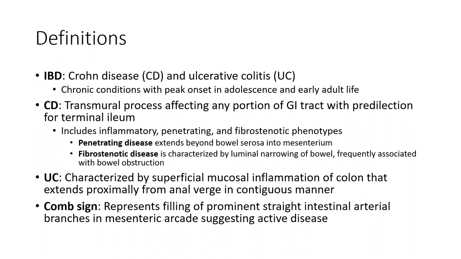Chronic condition with peak onset in adolescent and early adult life. Crohn's disease is a transmural process affecting any portion of the GI tract with predilection for the terminal ileum, including inflammatory, penetrating and fibrostenotic phenotypes. Penetrating disease extends beyond the bowel serosa into the mesentery. Fibrostenotic disease is characterized by luminal narrowing of the bowel, frequently associated with bowel obstruction.